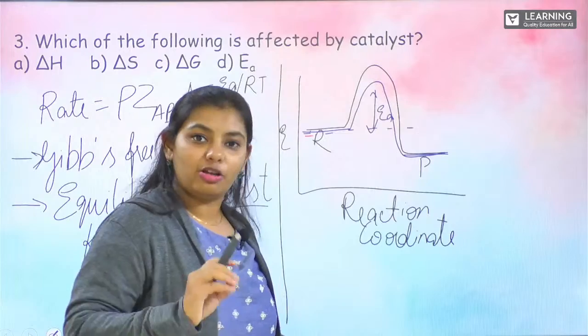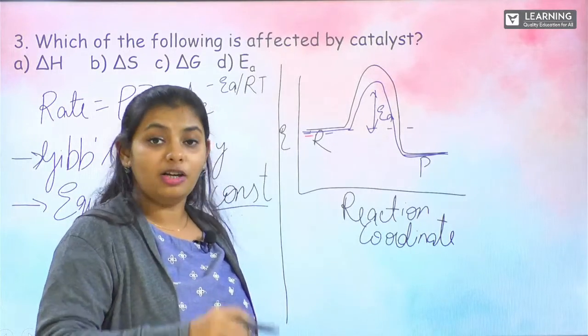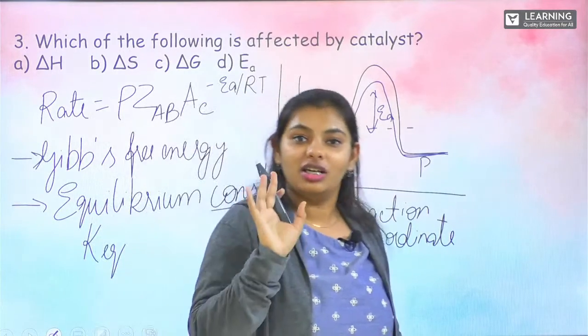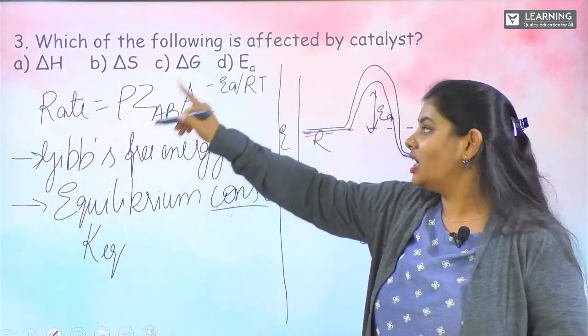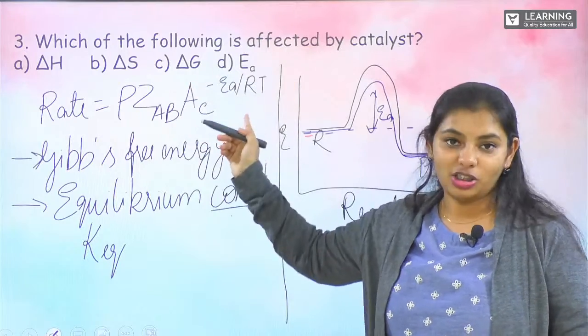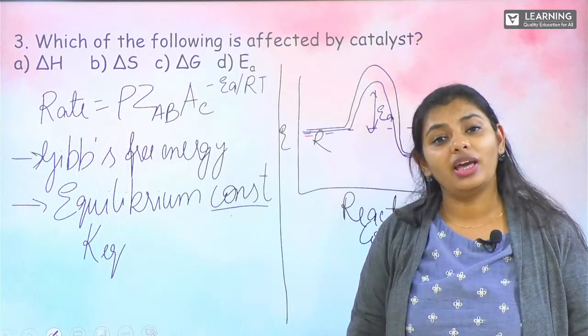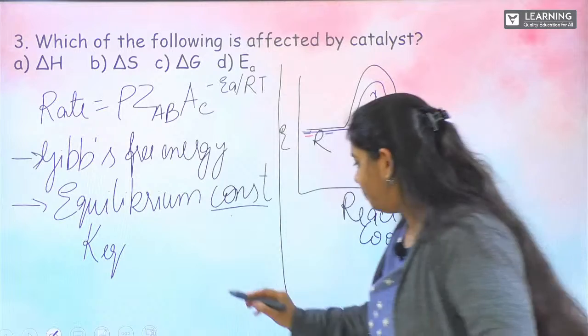Activation energy is being reduced. So when the catalyst is being added, only the activation energy is changing. Apart from that, we don't have anything to deal with delta H, delta S and delta G, because as I told you, Gibbs free energy is not being altered.